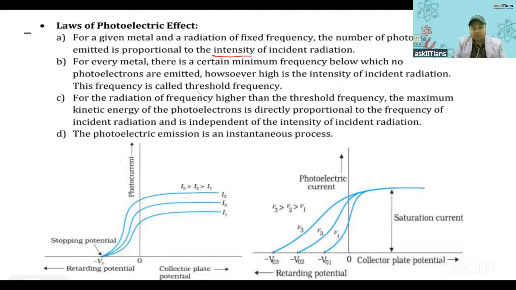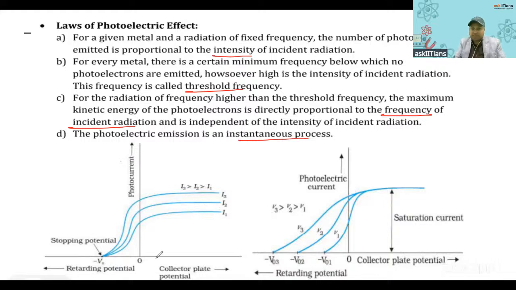Now we have this threshold frequency concept. This is the definition of it; you can read it, please. Then for a radiation of frequency higher than threshold frequency, maximum kinetic energy is directly proportional to the frequency of incident radiation. So as I increase the frequency, K max will increase. And photoelectric emission is an instantaneous process. As the photon strikes, the electron gets emitted. There will not be a time lag between the two.